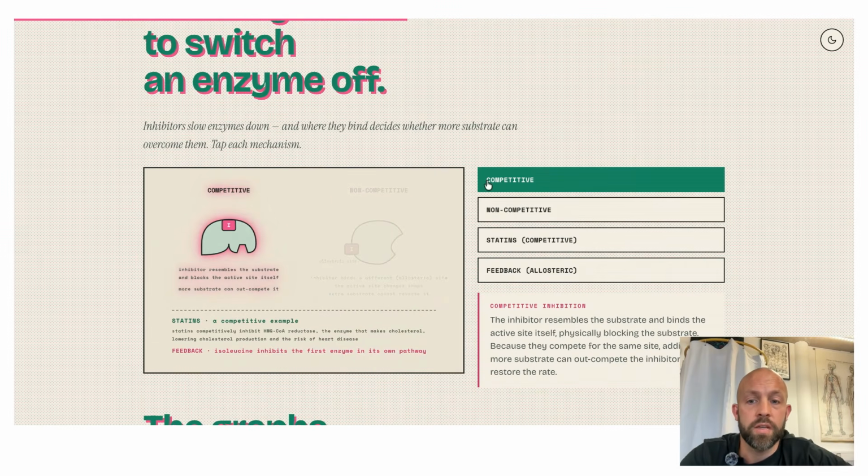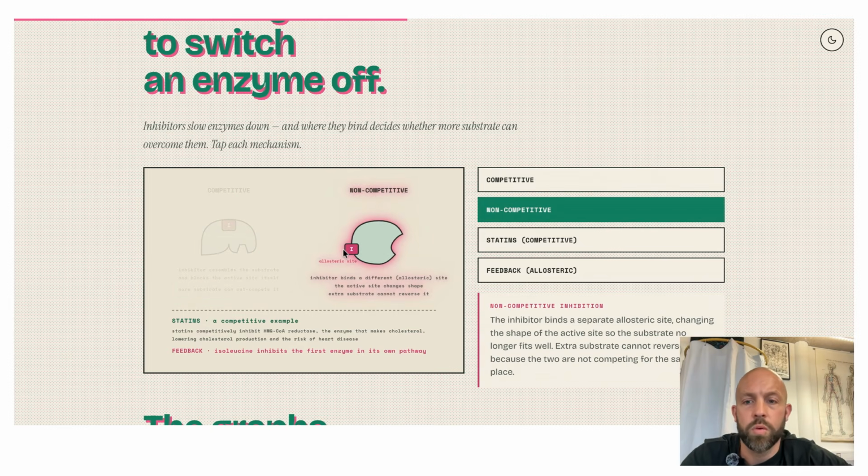There are two ways to switch off an enzyme. You can have competitive inhibition. So this is my active site, and the competitive inhibitor is the same shape as the substrate and will bind to that, rendering it unable to react with the substrate. And you can have non-competitive inhibition, binding somewhere other than the active site. We call that area the allosteric site.